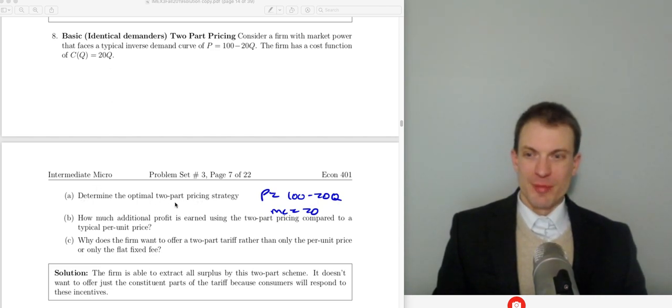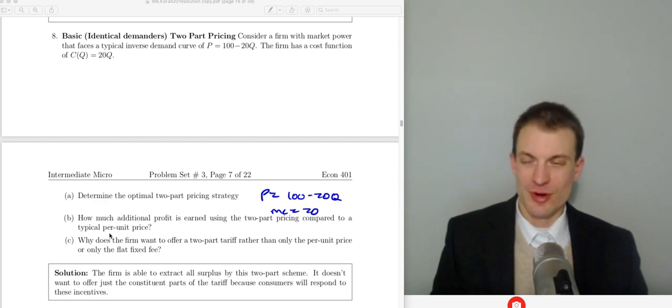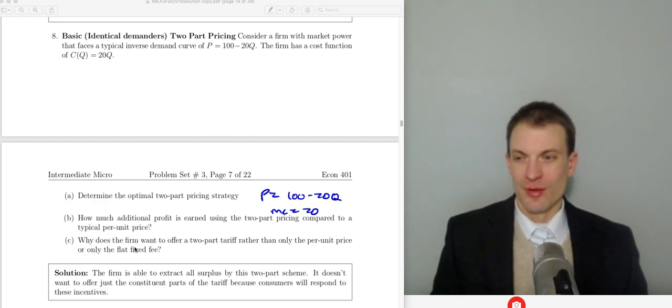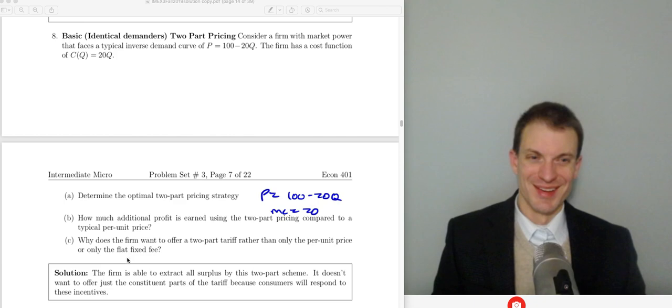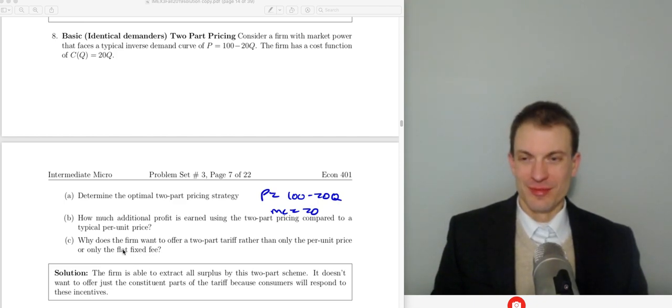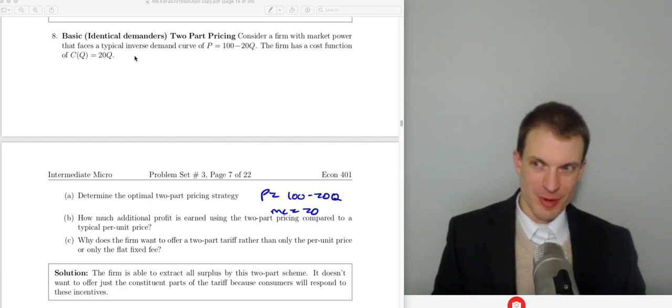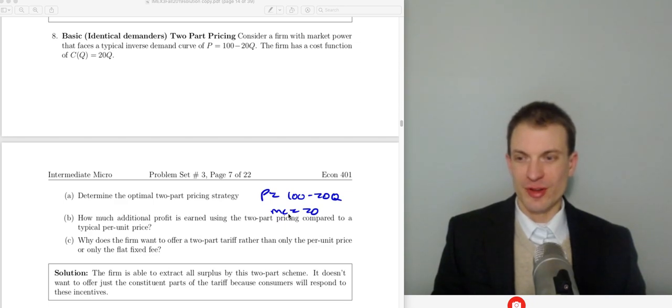Determine the optimal two-part pricing strategy. How much additional profit is earned by the two-part pricing compared to a typical per unit price? Why does the firm want to offer the two-part tariff rather than only the per unit price or only the fixed fee? Well, right. Okay, so the first thing we want to do is find the optimal two-part pricing strategy. So here's my inverse demand, here's my marginal cost. Right? This is my total cost. Marginal cost is dC/dQ, so marginal cost is 20.